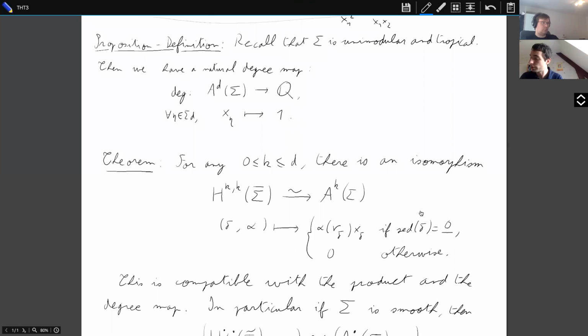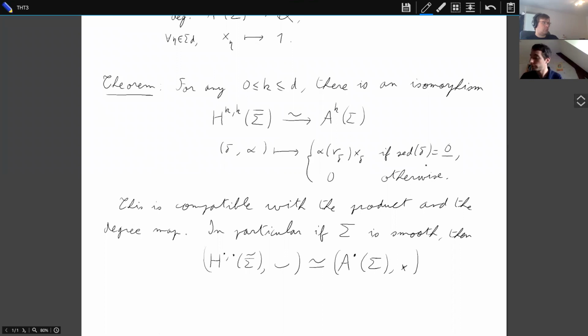Okay, so now is the main theorem. You have an isomorphism between H^{K,K} of the compactification of sigma and the cohomology of sigma. For this, you map delta, which is a cone in sigma compactified, K onto the evaluation. If delta is non-zero, in fact delta is the cone of sigma of the open part, then you can evaluate nu of delta by alpha and you multiply by x_delta.